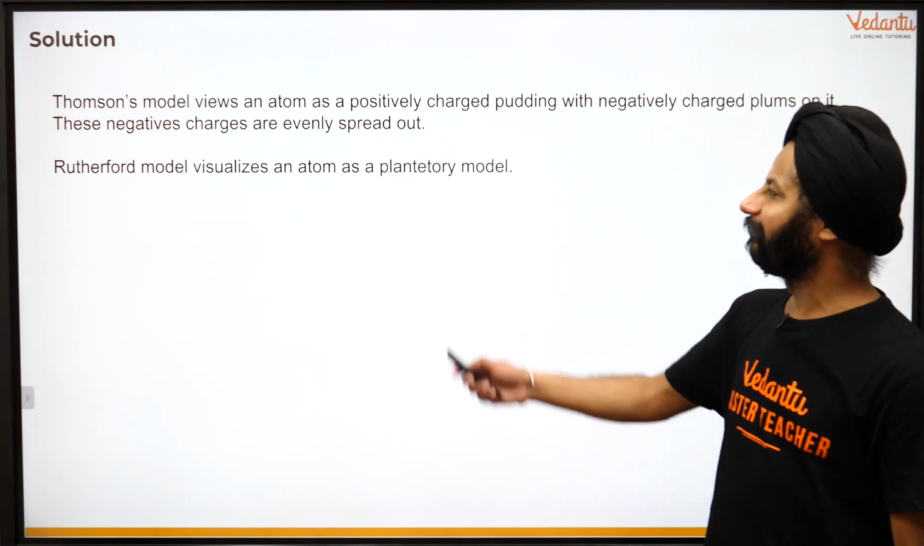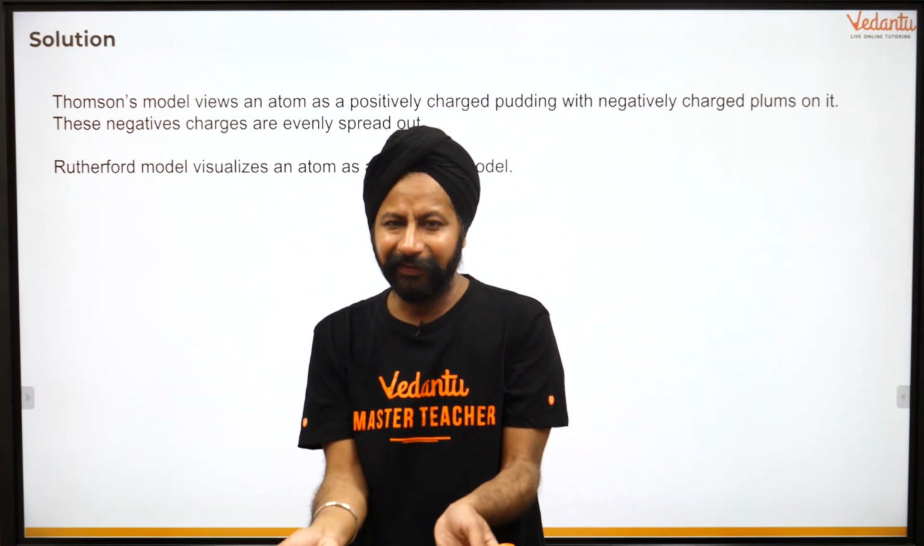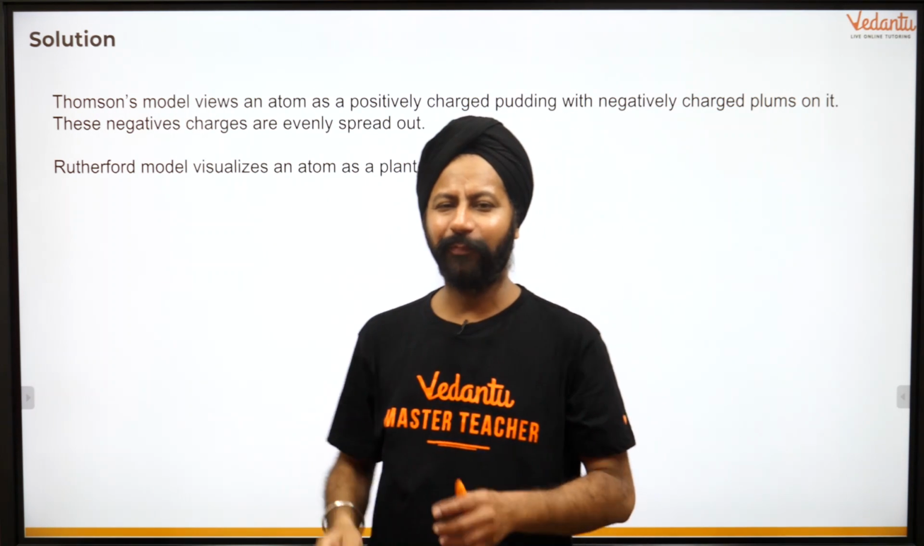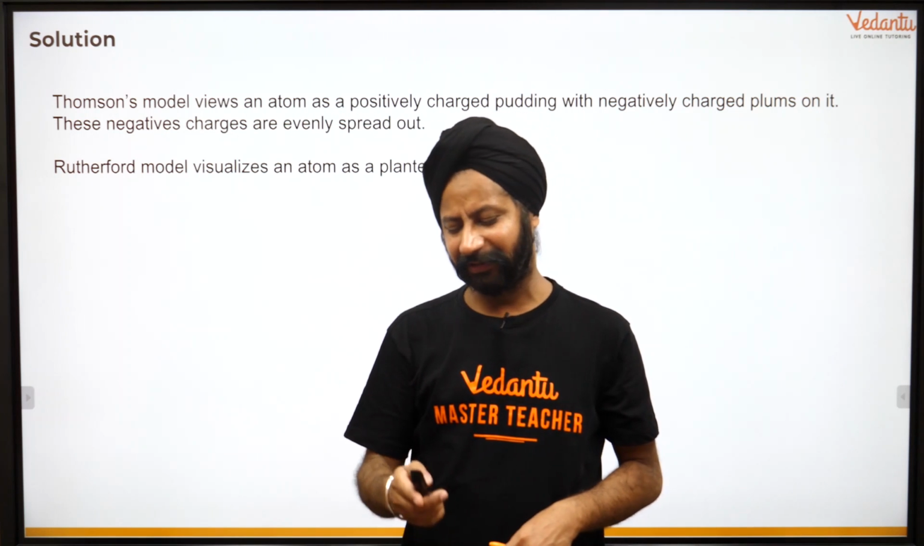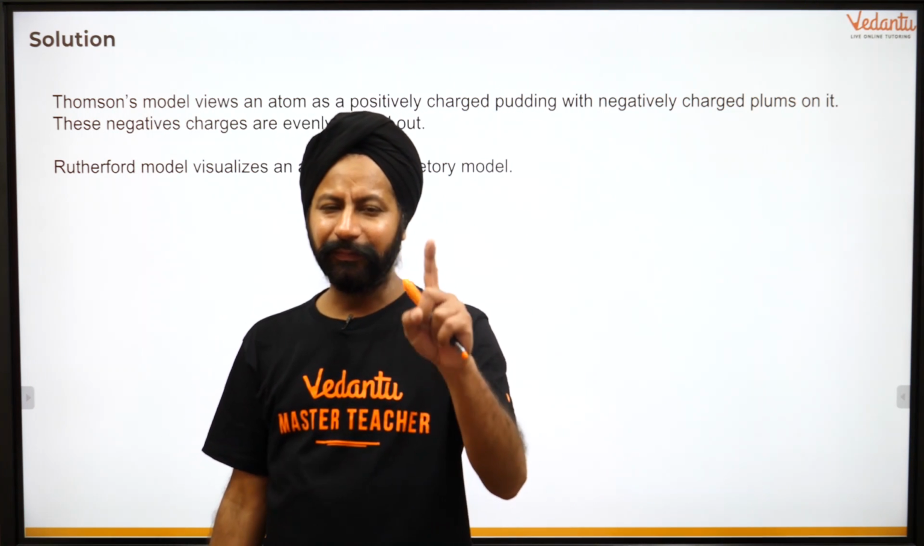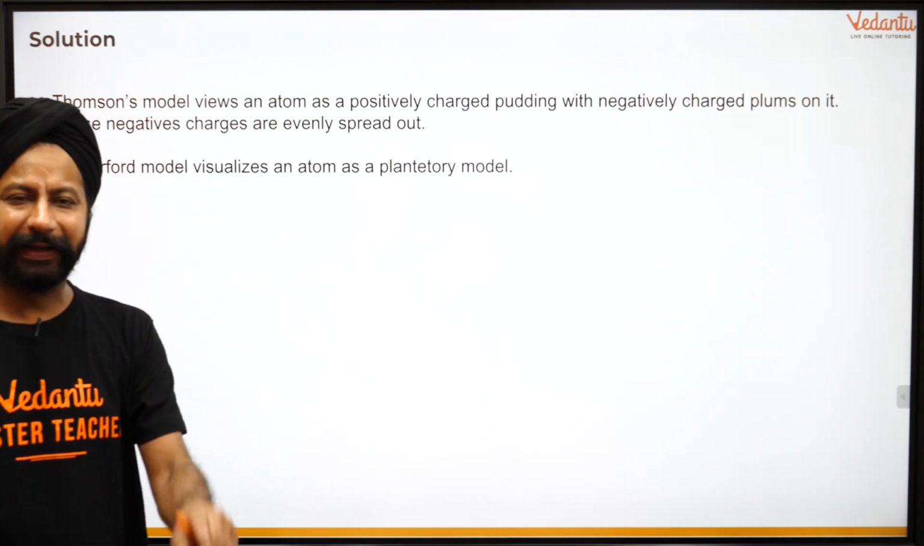So basically Thomson model talks about the plum pudding model. ना pudding है, उसके अंदर plums रखे हुए हैं. तो pudding is positively charged and there are plums that are negatively charged on that. That is what Mr. Thomson suggested. That is the way he visualized it.